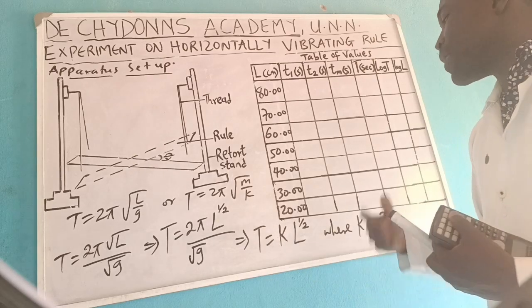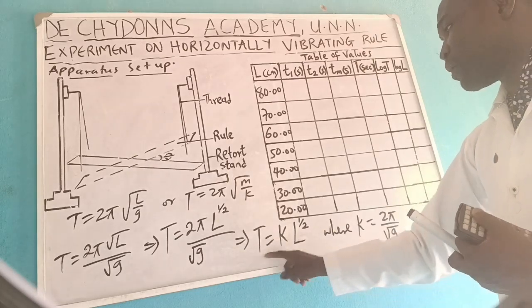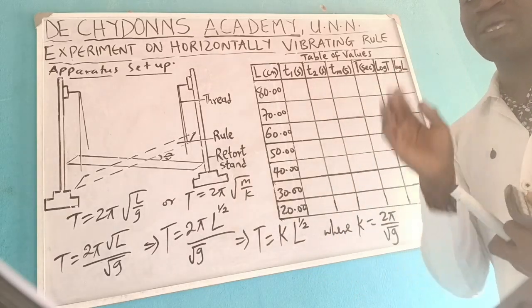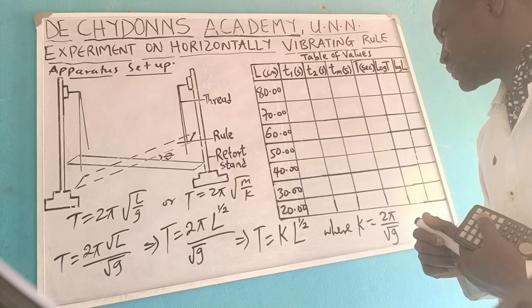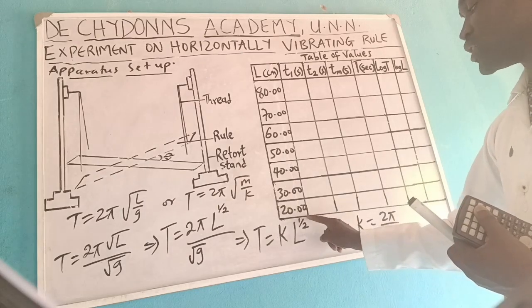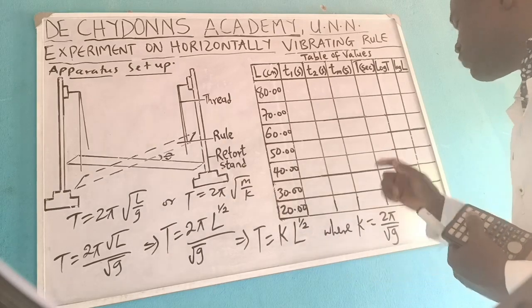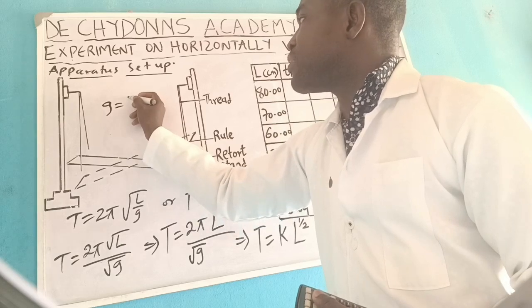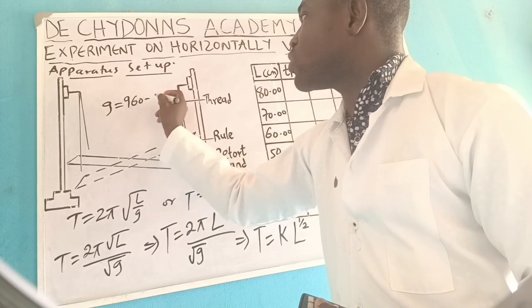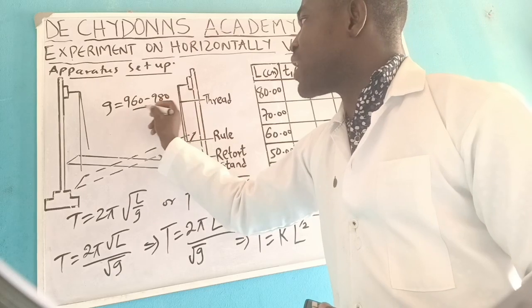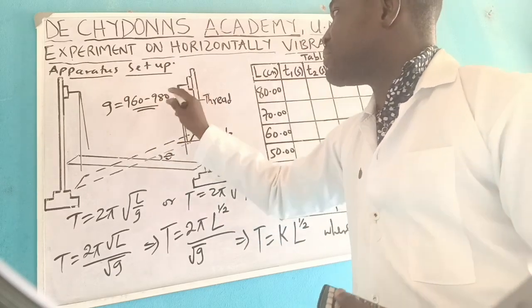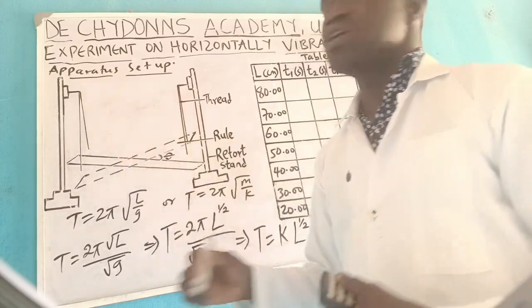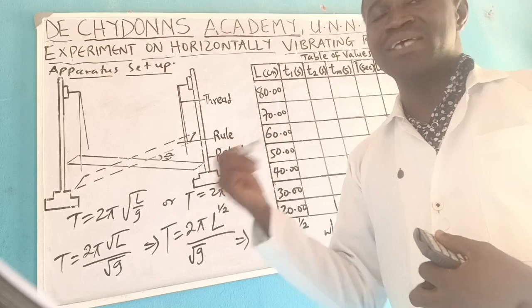Are you getting it? And so, I will use this formula now to make my tables without performing this experiment. How do I do that? 1 over 2 is constant already and K is 2 pi over root g. Note that the value of g you will be taking should be ranging between 960 to 980 centimeter per second square. Let's write it clearly. The value of g is total to be 980 centimeter per second square.